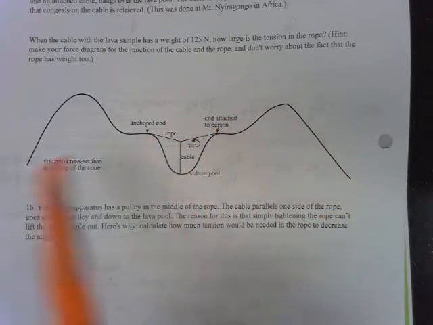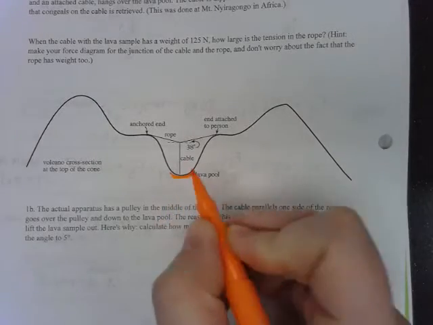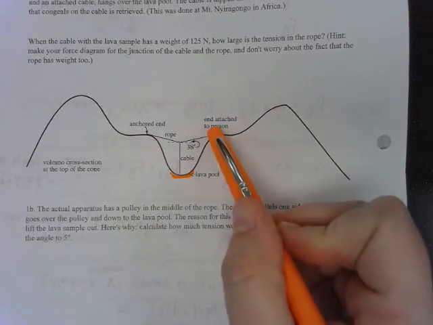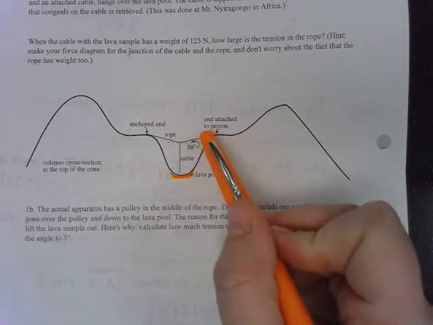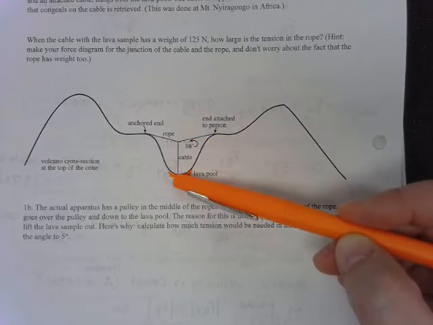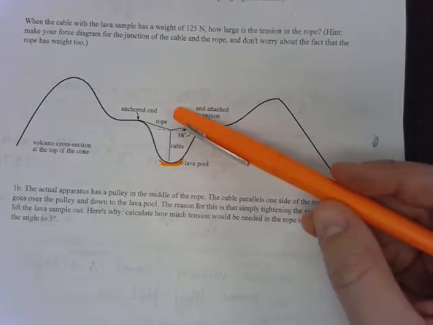Anyway, so we've also got a lava pool down here. So this is where we're hoping to get the magma from. What they're going to do is this person is going to release some of the rope so that it has some slack to it, so that this cable dips down into the pool. Some lava is going to stick to the cable, and then we're going to try to pull it back up. This is their plan.